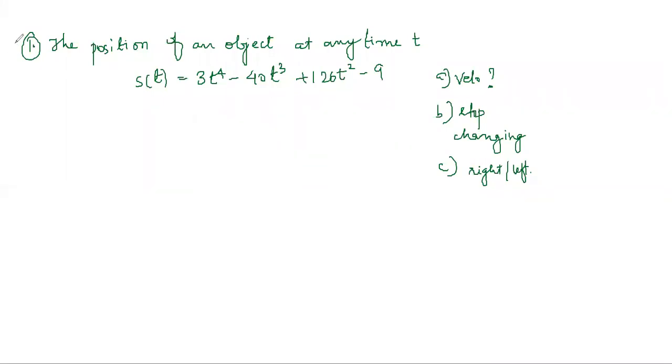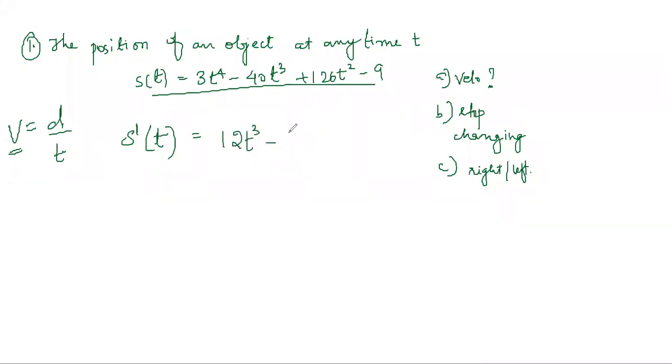So what you have to do simply, we know that velocity is distance by time, right? The distance was given in the form of an equation. You need to find the velocity with respect to time, so this is nothing but the differentiation of your given function. So s dash will become 12t^3 minus 120t^2 plus 252t. Okay, so this much is clear, right?